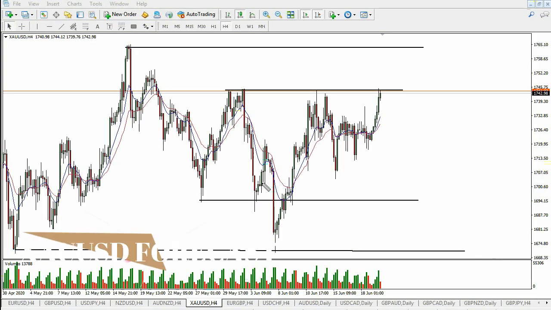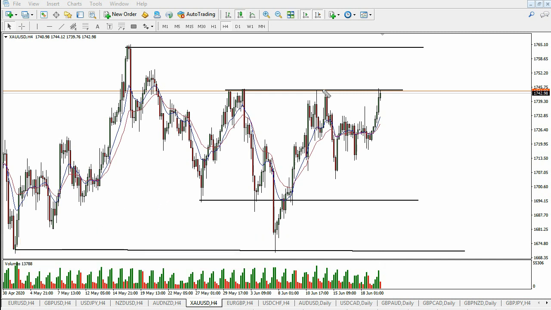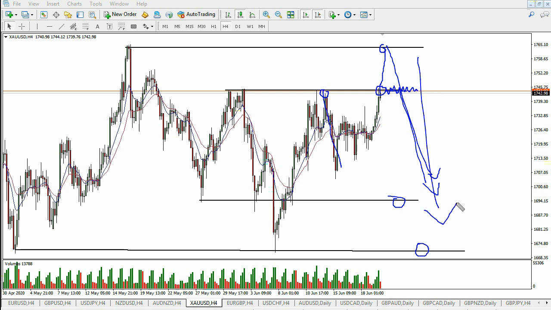So this is the gold chart. As I told you previous week, price may test this level before going down, and the price was moving as expected. So now what will be the next move? The next move of gold is that the price may test this level and maybe create some rejection candles over here before going down, or break this level to test this level before going down. My longer term targets for gold are these areas. All my view about gold is a downside move.